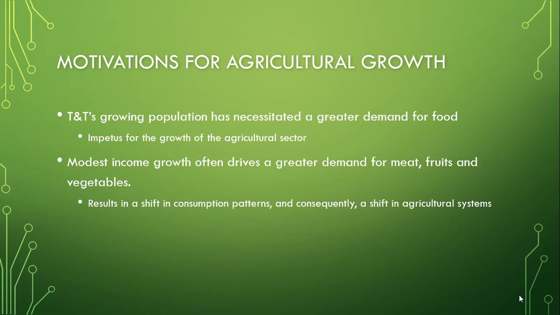So where you have this greater demand for meats, for example, remember that is livestock farming as well. So now you have an even increased demand for land space to facilitate all of this. And as a result, you find there are shifts in the consumption patterns of your country now, and this is reflected in your agricultural systems.